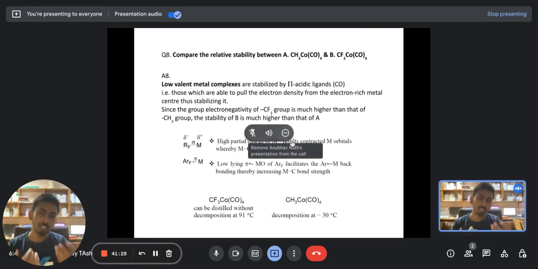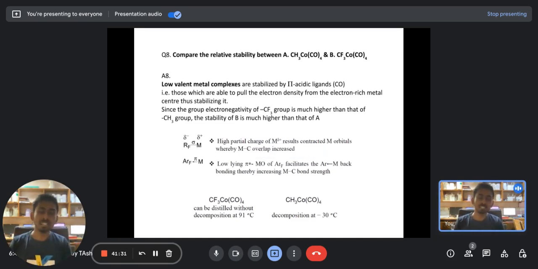Because the electronegativity factor plays a major role, and the RF has a higher electronegativity and the metal is electropositive in nature, the sigma bond character of the RF-metal bond is quite high. That's why the overlap increases with the metal orbital when the higher partial charge, delta plus, develops on the metal and the higher negative charge, delta minus, on the RF. In that case, the low lying pi star, that is the LUMO of RF, will take the electron density. That's why it facilitates the metal to carbon pi back bonding, thereby increasing the metal-C bond strength.